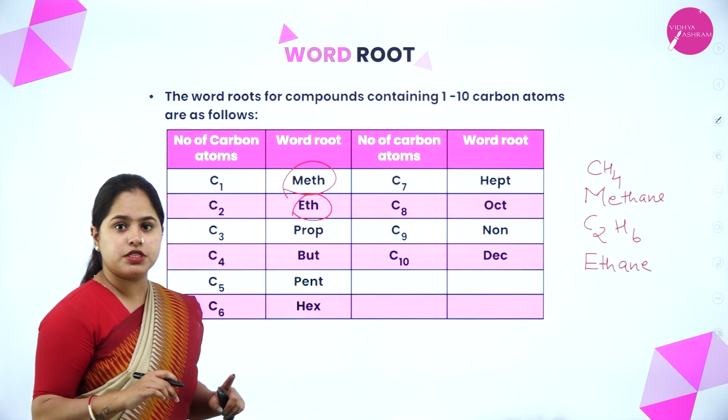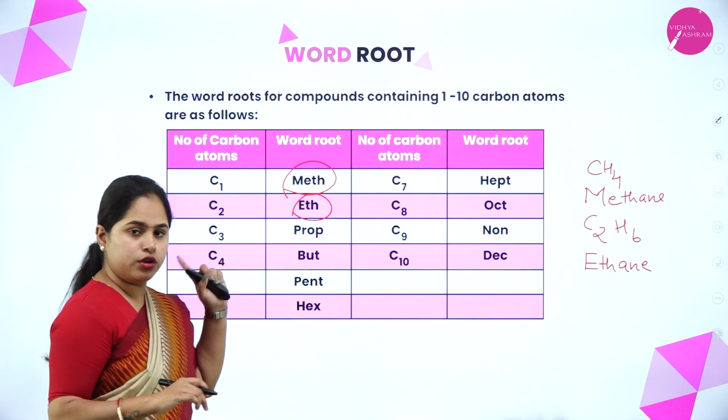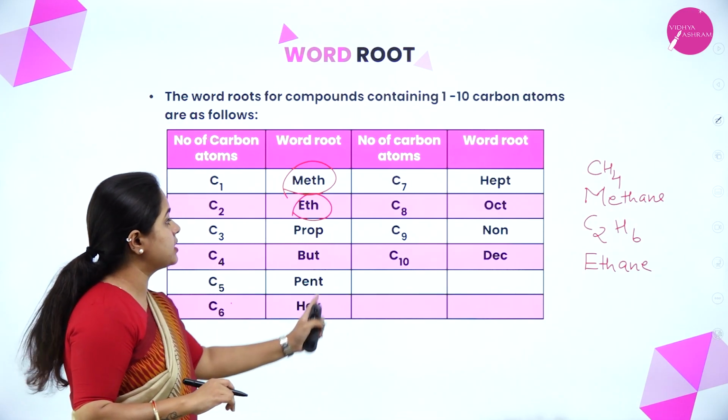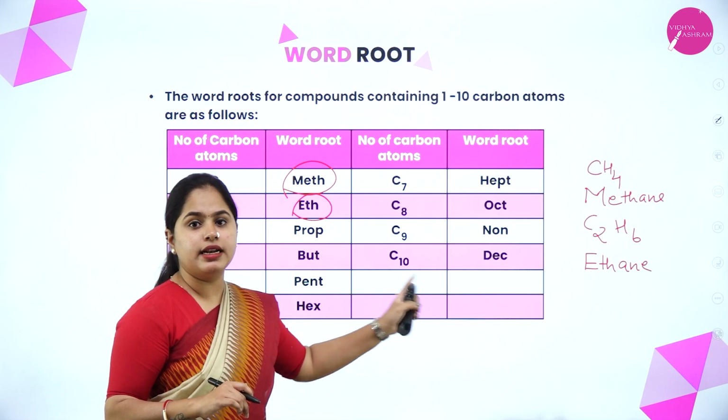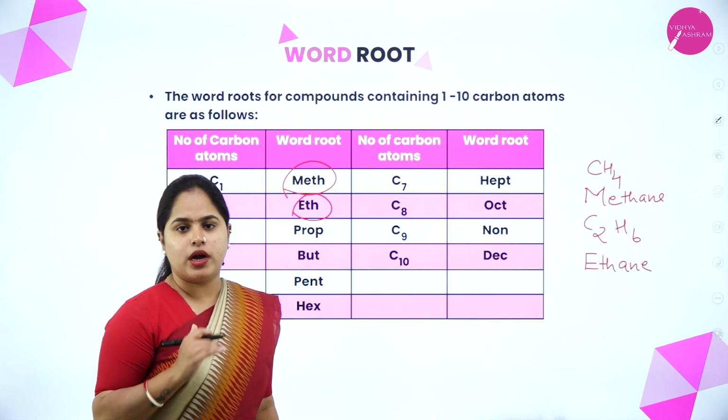If 3 carbon atoms are there, prop. If 4, but. 5 is pent, 6 hex, 7 hept, 8 oct, 9 non and 10 dec. I hope it is clear.